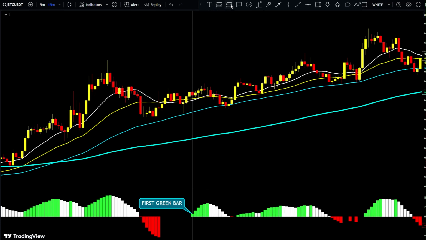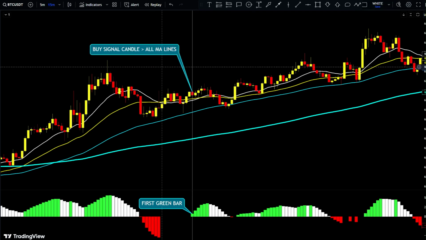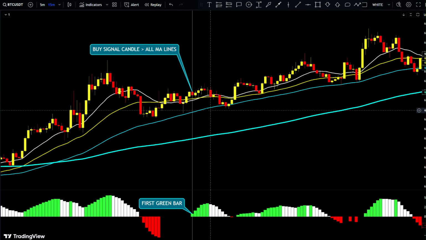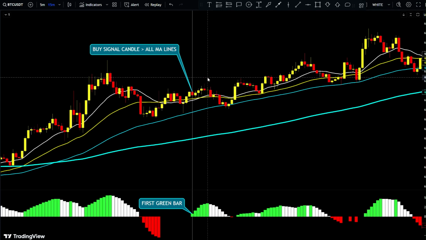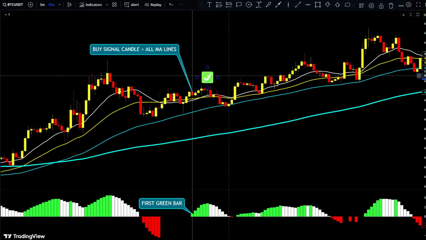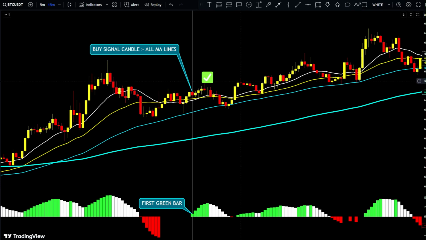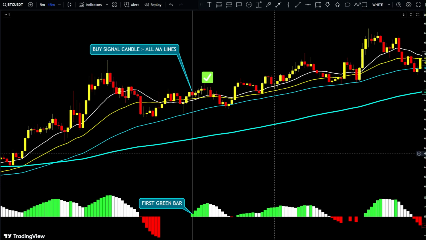To find the corresponding candle on the chart, draw a vertical line from the buy signal bar. This will help you locate the signal candle. The next step is to confirm the buy signal, ensuring that it's a good time to open a buy position. To do this, check if the closing price of the signal candle is above all 4 WMA lines. If it is, congratulations, your buy signal is confirmed and you can now go ahead and open the buy position.